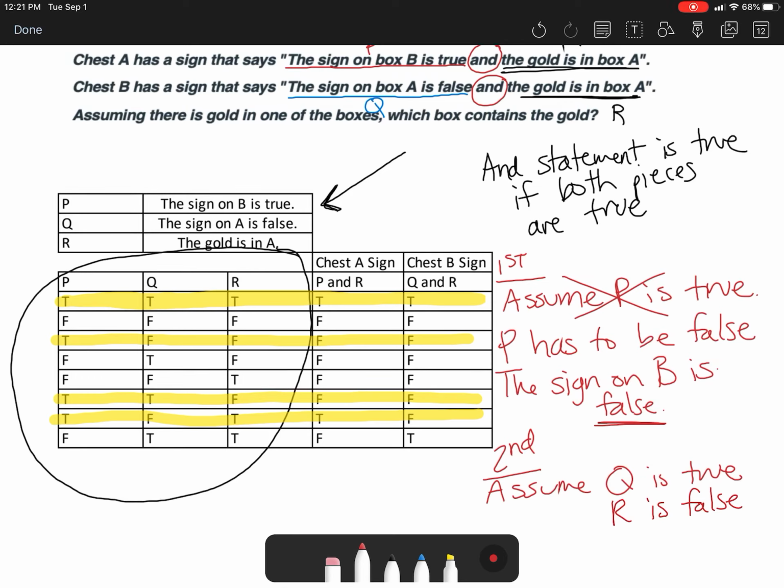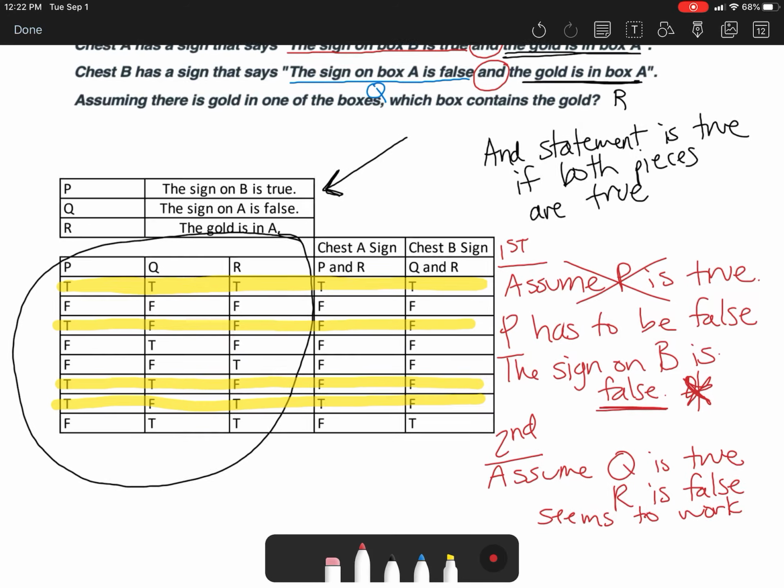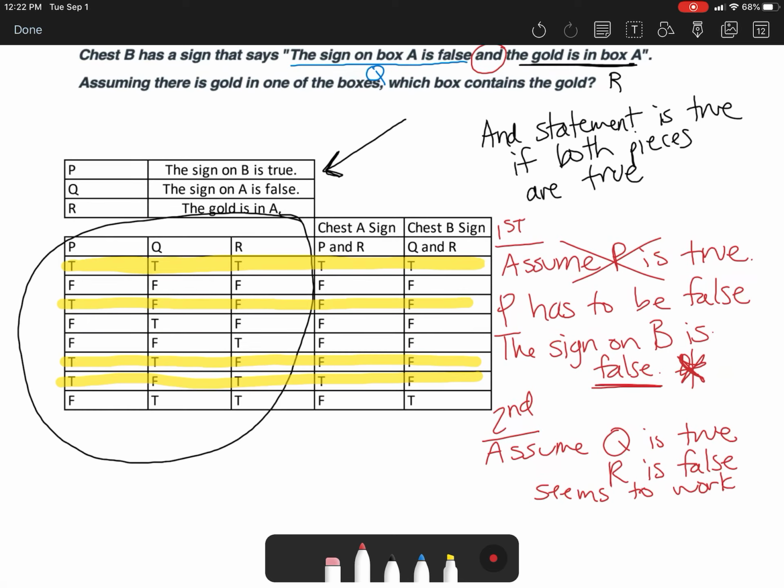And then if the gold is in A, if that part is false, then that still makes the sign on B false, which we concluded had to be the case from our first process. So that seems to work. Okay, we don't want to just stop though and assume that that is our scenario. We need to check and see if there's other scenarios that could potentially be true as well. Okay, so now I'm going to assume Q is false.